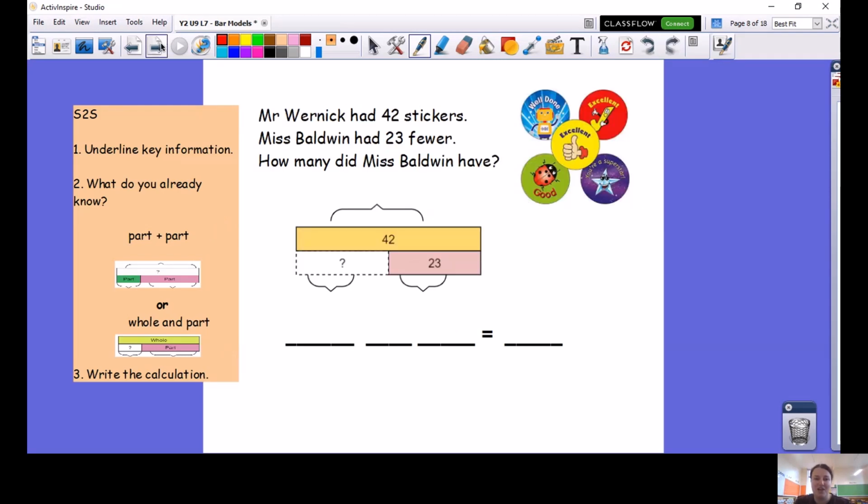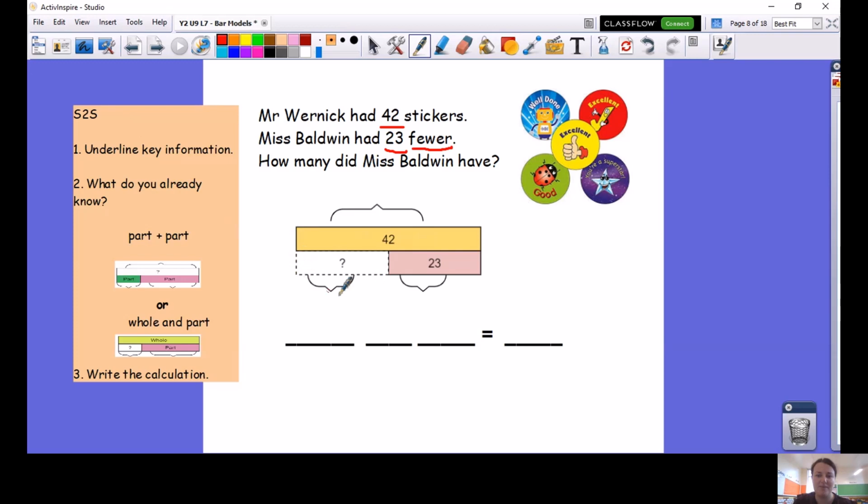Last one. So Mr. Wernick had 42 stickers and Miss Baldwin had 23 fewer. How many did Miss Baldwin have? Tricky question. Underline the key words and numbers: 42, 23 and fewer. Now, if Mr. Wernick's got 42 and I've got less than Mr. Wernick, we want to know how many I've got in total. That means we've got the whole. Mr. Wernick has 42 and I've got 23 less than him. I want to find what is this missing number here?